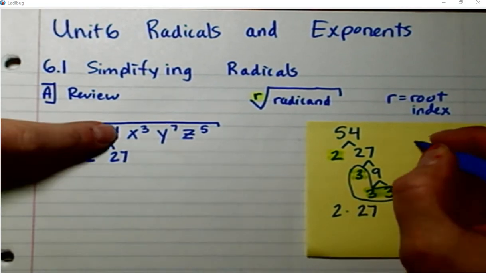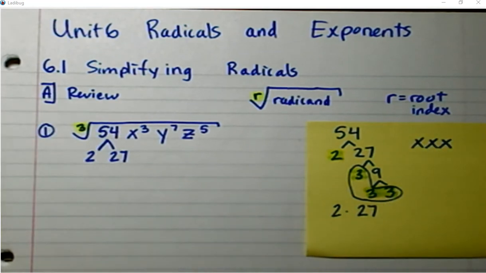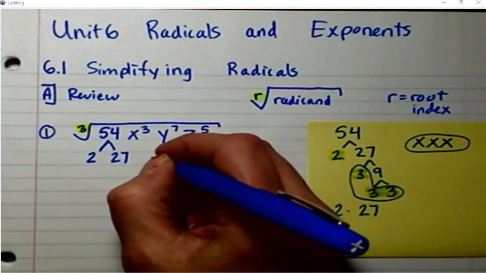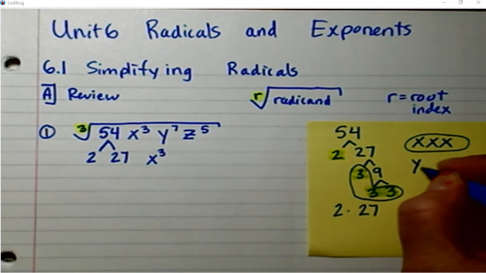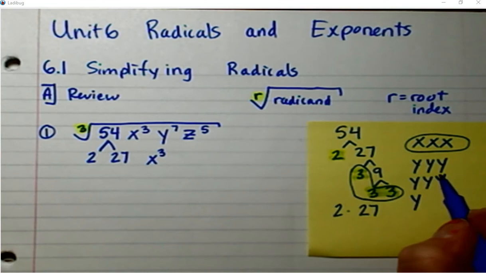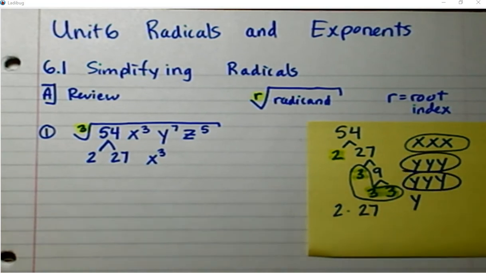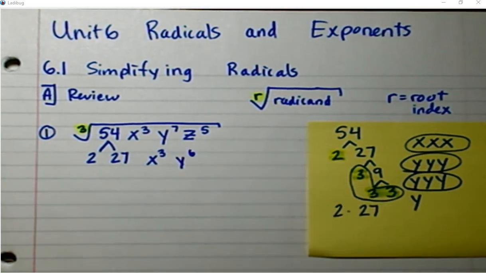Now when I'm looking at my x's, that's x times x times x. That is 3 of a kind. So I'm going to write it as x cubed. I don't really want to write out x, x, x. Okay, I'm only going to do it once just to show you what I'm thinking. Y, y, y, y, y, y, y. That's 2 groups of 3, right? 3 of a kind. Well, this is y to the 6th.